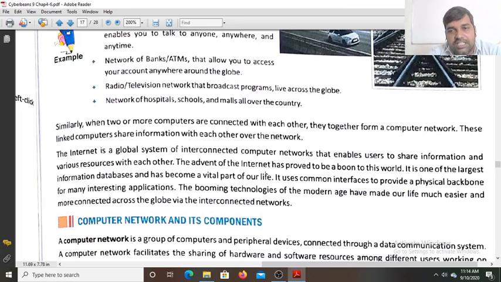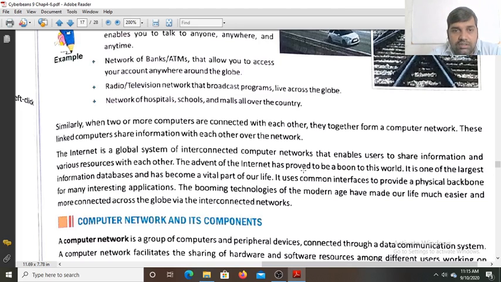The advent of the internet has proved to be a boon to this world. It means the coming of the internet is a boon to the world. Nowadays various tasks become easy to perform with the help of the internet. For example, to pay a bill or do a banking transaction, we don't have to visit the bank. To pay the electricity bill, we don't have to visit the electricity department. To pay the LIC premium, we don't have to visit the LIC office. Or to pay the school fees, you don't have to visit the school. By sitting at home, you can do it with the help of the internet.